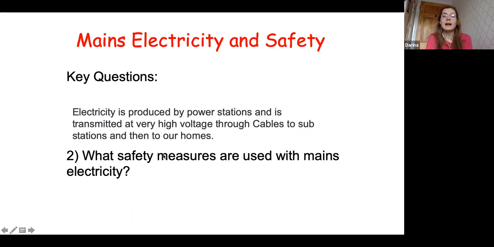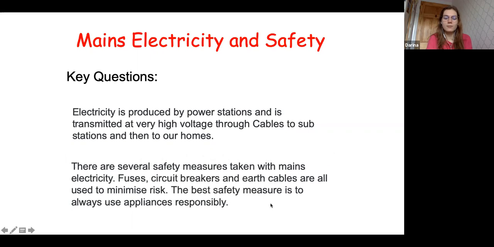That was great. And what safety measures are used with mains electricity? So just name a list of the ones that we've looked at today. Okay, great. We've got replies pouring in. Excellent. So the main safety measures are fuses, circuit breakers, and earth cables, which are built into all of our appliances to make sure that our use of electricity is safe and we don't electrocute ourselves or cause fires or anything like that.